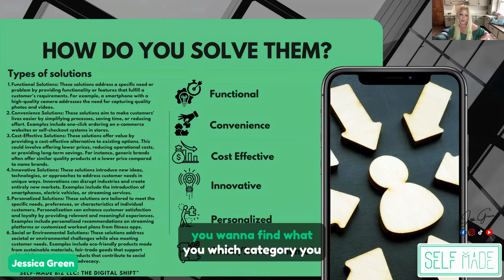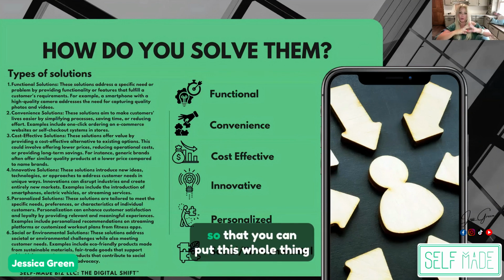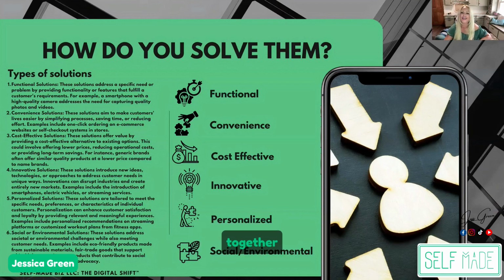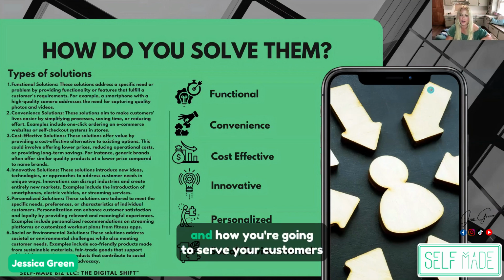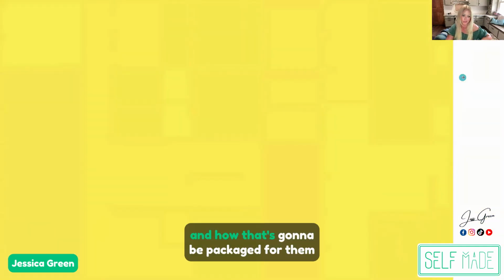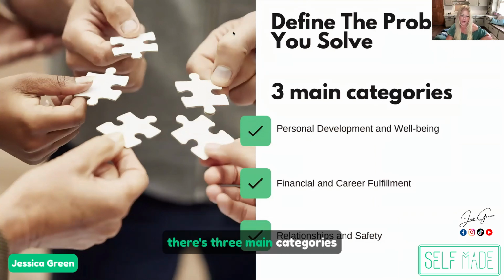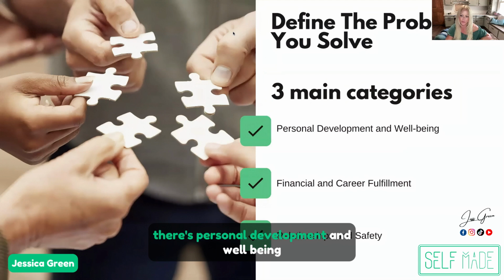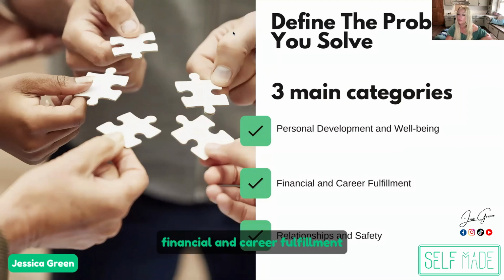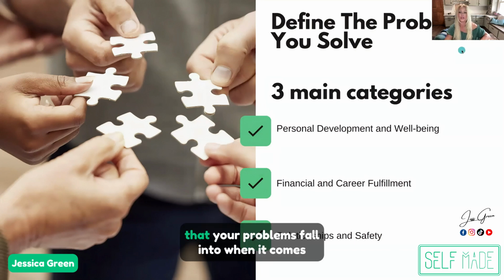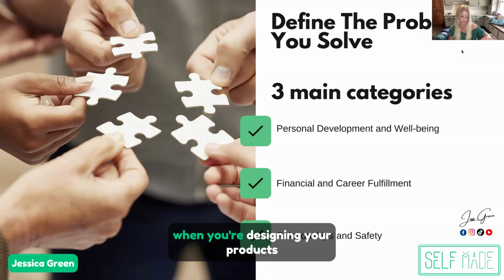Those are the different types of ways you can solve their problems. So you want to find which category you fall into so that you can put this whole thing together in a packet of your customer avatar and how you're going to serve your customers and how you're going to solve their problems and how that's going to be packaged for them. When you're defining the problems that you solve, there's three main categories. There's personal development and well-being, financial and career fulfillment, and relationships and safety.